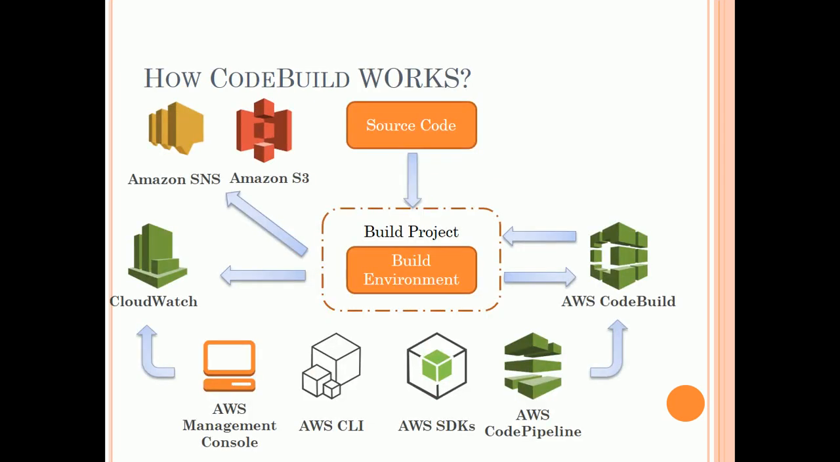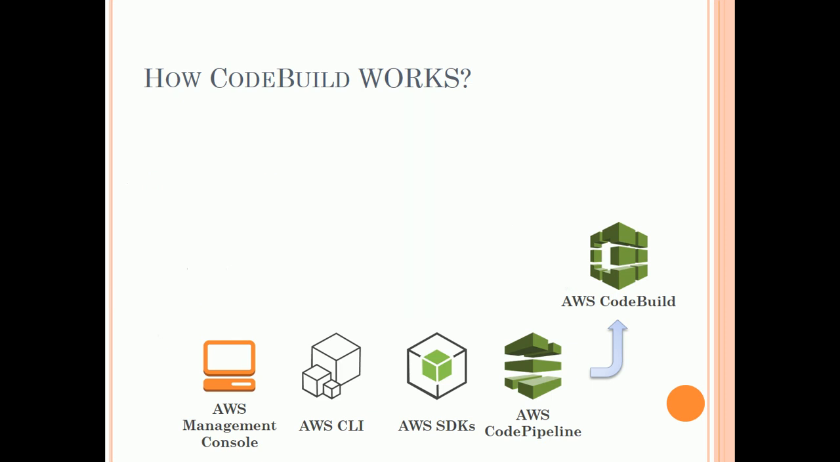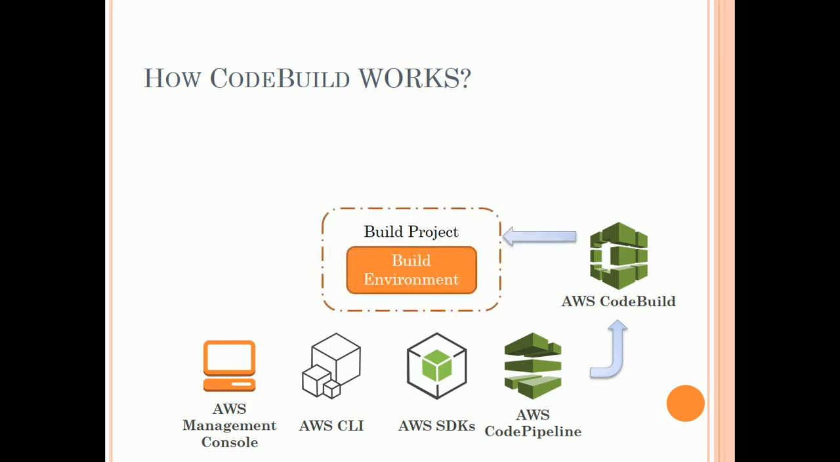Next is how Code Build works. This is a diagram showing how Code Build works. Let's understand it step by step. First step is how to access AWS Code Build. So we can use AWS Management Console, AWS CLI, AWS SDKs, or the AWS Code Pipeline to create a build and access AWS Code Build. As input, we will provide a build project to AWS Code Build to create the build environment.